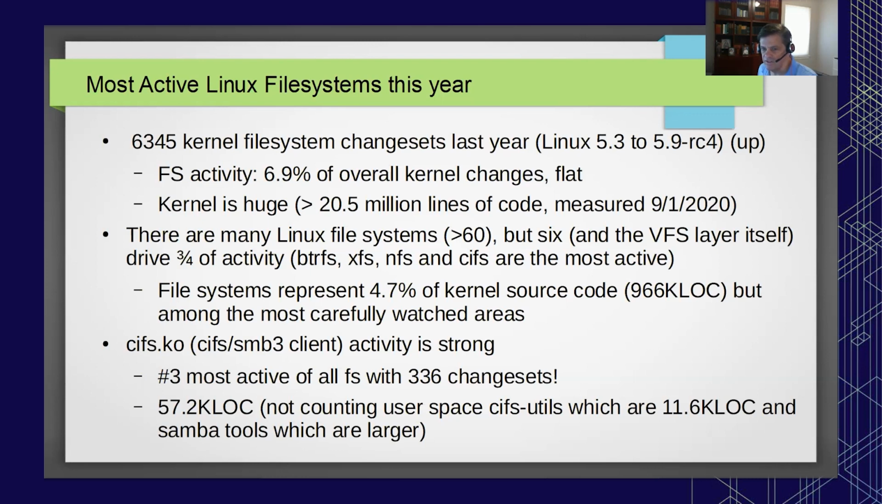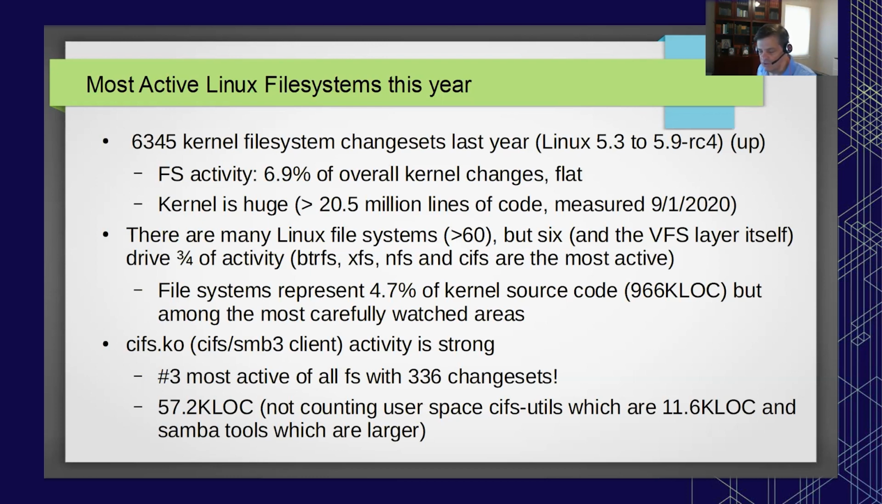There are more than 60 file systems, but only 6 of them and the VFS layer itself drive the vast majority of activity. And you can see the examples of these. You've probably heard of many of these: BTRFS, XFS, NFS, and cifs, and then slightly less active ext4. The file systems represent almost 5% of the kernel source code, but they're watched very, very carefully. I get emails from automated test systems and from unexpected developers many times a week.